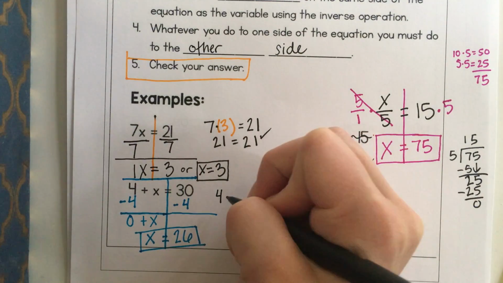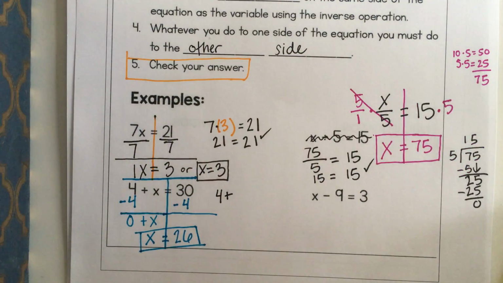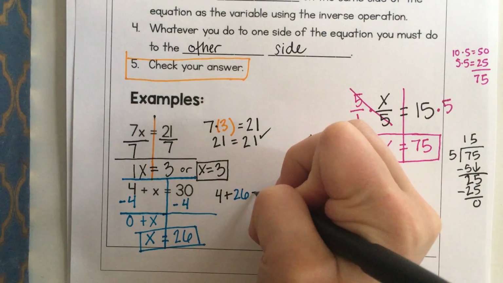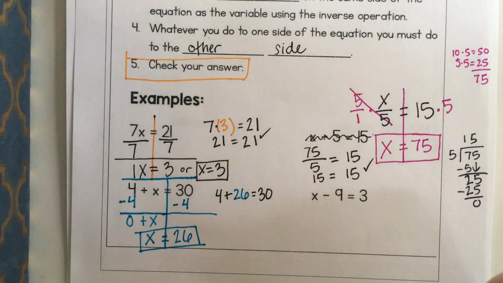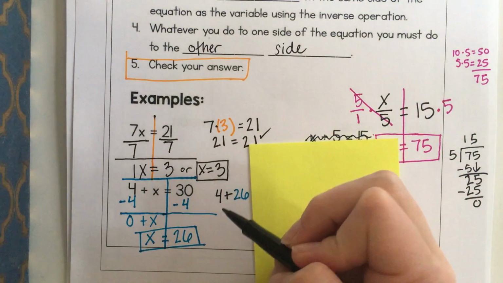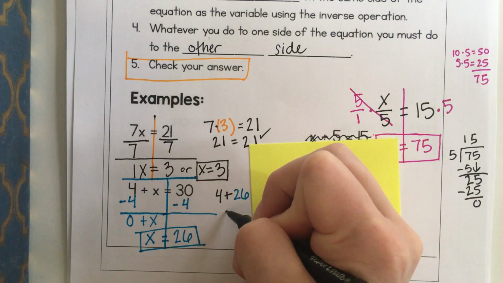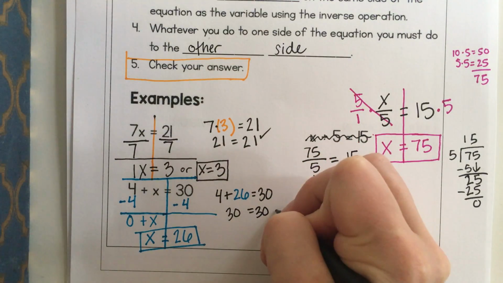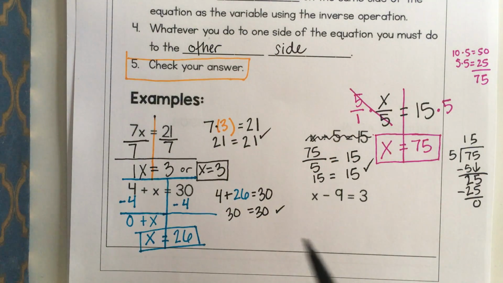So 4 plus, I got to plug in my value for x, which was 26. Is that equal to 30 is the question. So I'm only looking at this one side. So 4 plus 26, that is 30. Is that what our other side was? Yes, it is. So we're taking the time to show our work and check our work. If you are not showing your work and checking your work, you won't be getting the full points there. So keep that in mind. We gotta do both.